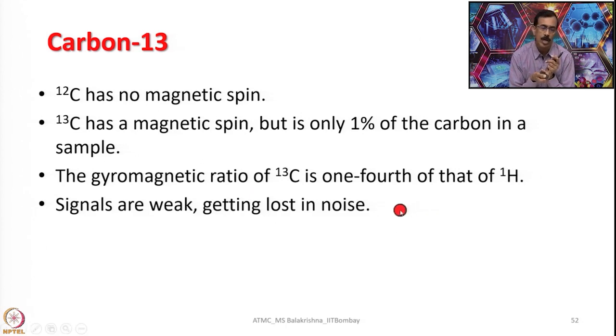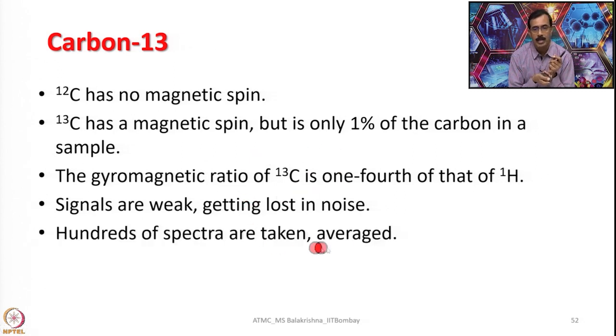And if the signal to noise ratio is very poor, you may not even see a signal due to carbon at all. The sample should be very pure and in larger quantity, at least 12% to 20% should be there. If not, at least it should be a little bit more, or probably you have to run the NMR for a longer time. Hundreds of spectra are taken and averaged.